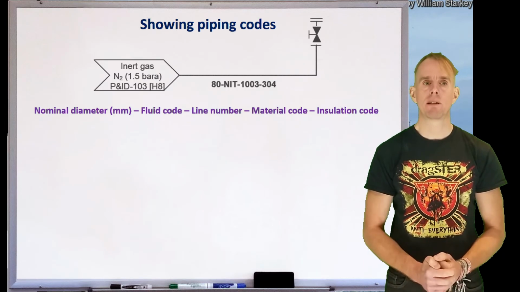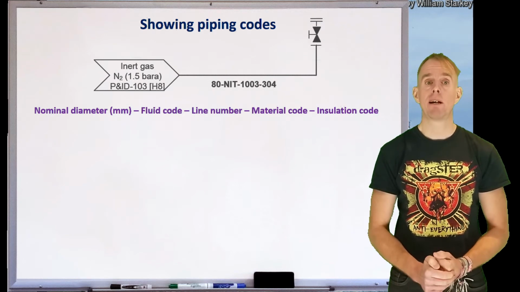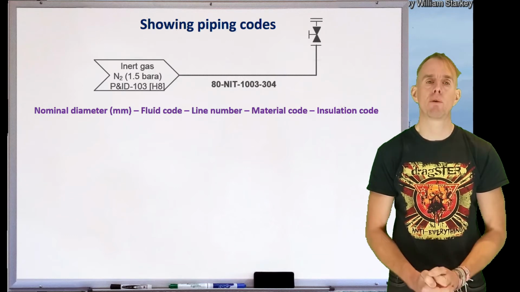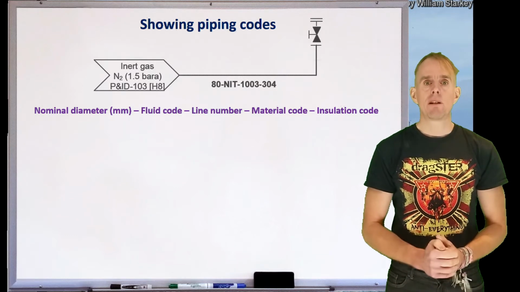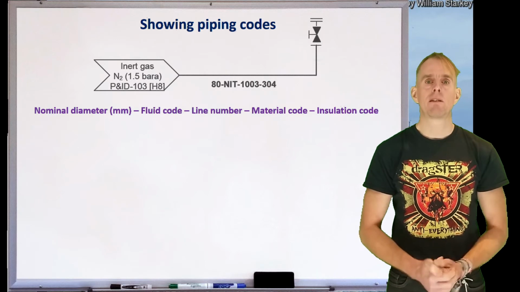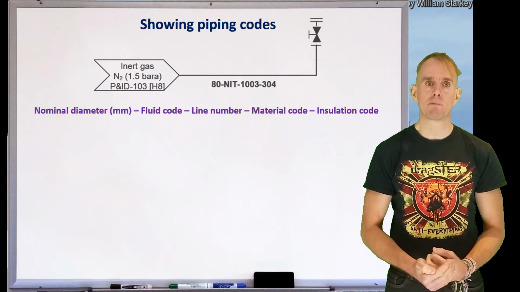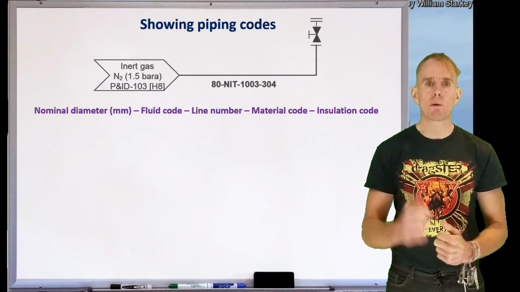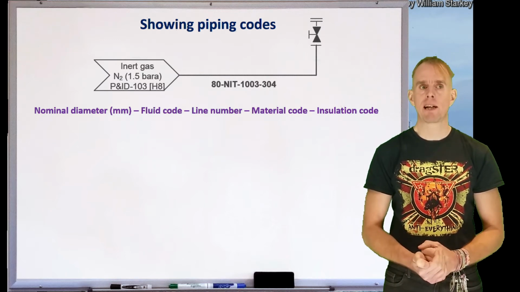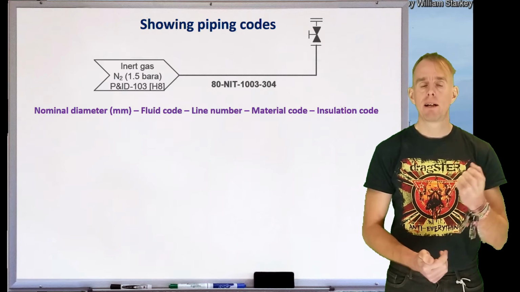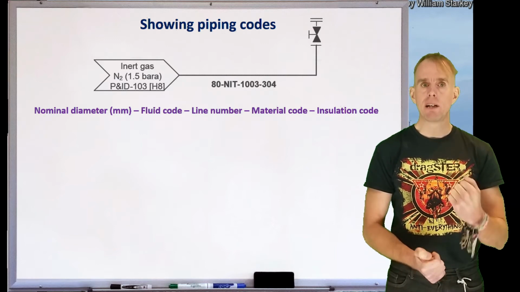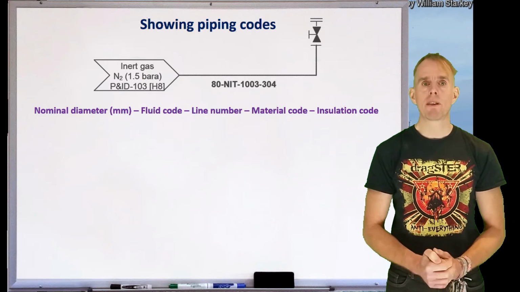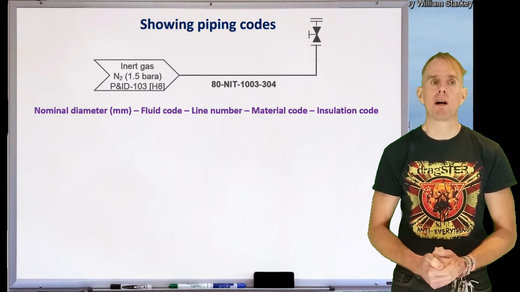Let's start with piping codes. The piping code here on this diagram is a piece of text below the pipe, 80-NIT-1003-304. This code is to a given standard. The standard is in the P&ID standard that you can download off Moodle. There's no set universal standard, but what you commonly find is information pertaining to the nominal diameter of the pipe, the fluid that's in the pipe, a unique line number, the material the pipe's made of, and then optionally whether any insulation or trace heating is required for the pipe.